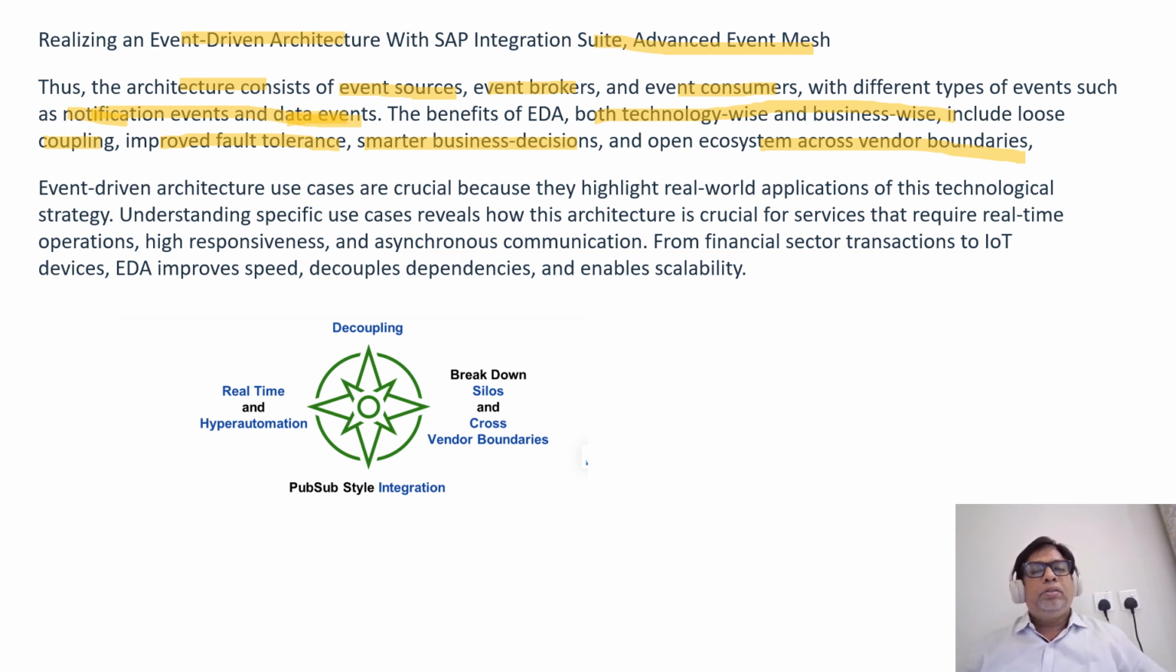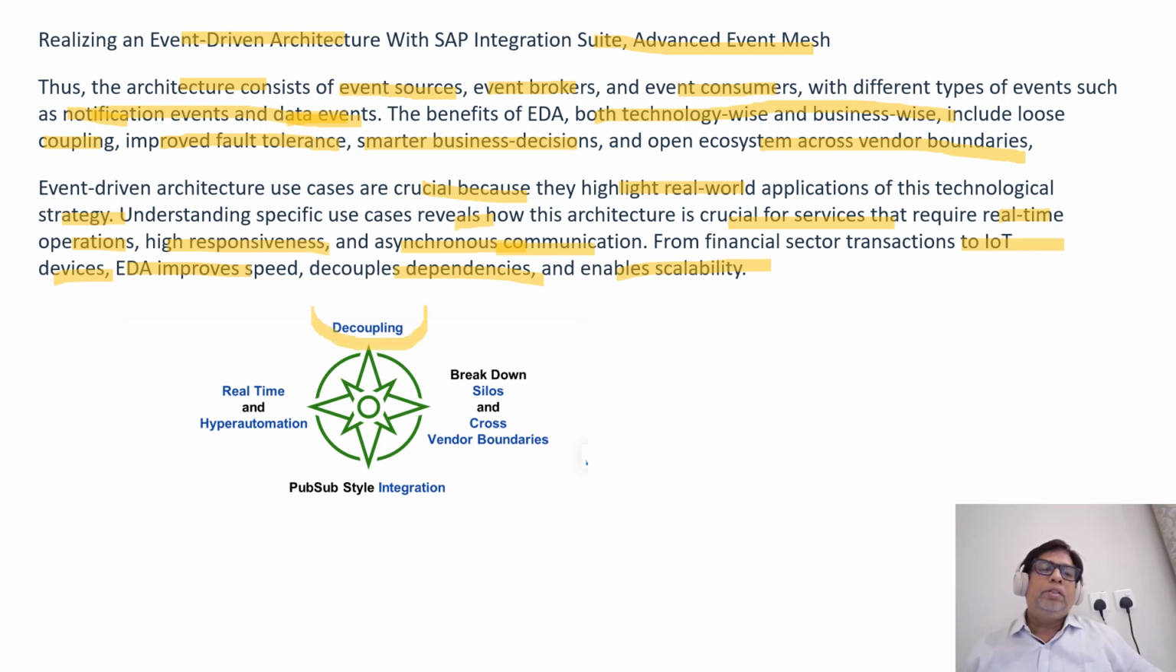And event-driven architecture use cases are crucial, at the highest level of real-world applications and technological strategy. Understanding specific use cases is crucial for real-time operations. This is what we discussed: high responsiveness, it is very active, and asynchronous communication, it is one-way communication. In financial sectors, the transmission of IoT devices. Generally, you are already aware of transactions to the IoT devices. EDA improves speed, decouples dependency, and enables scalability. So these are the advantages of the EDA architecture.